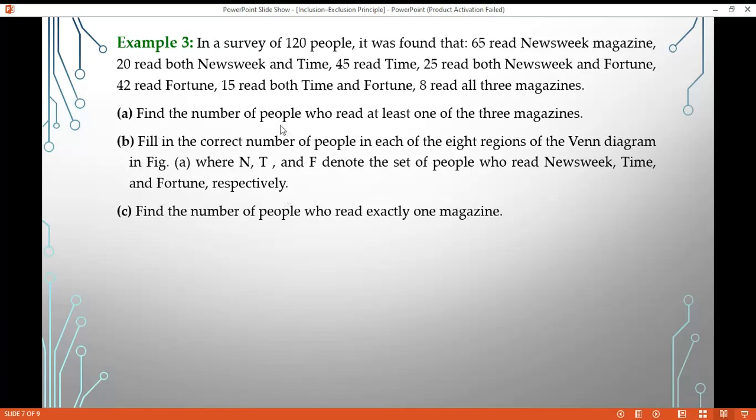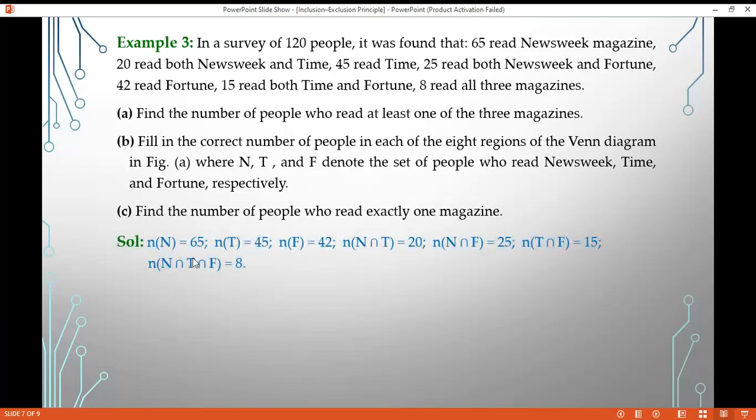Actually here we have three sets, A, B and C, which are Newsweek, Time and Fortune. First of all, you write what is given in the question. So what is given: the number who read only Newsweek magazine is n(N).